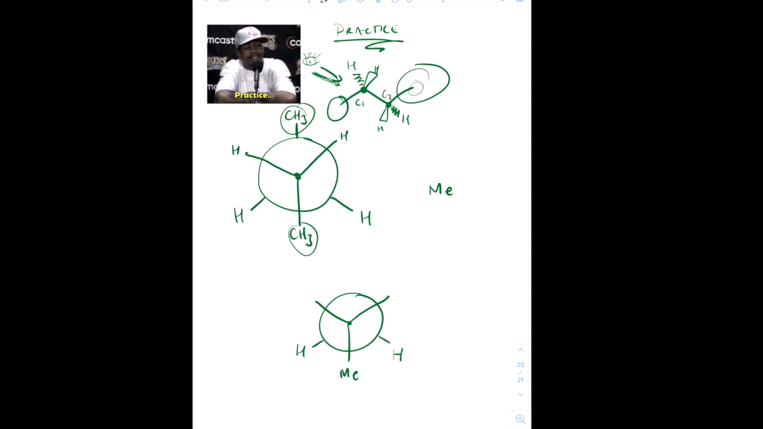We'll draw all our hydrogens and then an Me here. It is a little bit easier at times, especially when you have ethyl groups and things like that. There you go. That's one example for you.